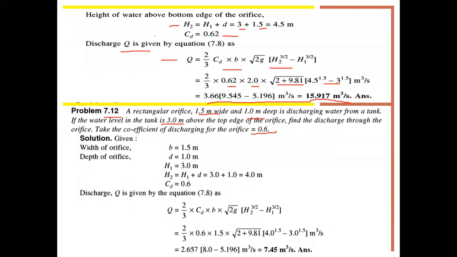Now, the width of the orifice B is equal to 1.5 meters. The depth of the orifice D, what is the depth here? 1 meter is given. The height is H1, and H2 is equal to H1 plus D, that is 3 plus 1, that is 4. What is the value of CD? The coefficient of discharge CD is equal to 0.6. Now applying this formula, Q is equal to, this is the formula.